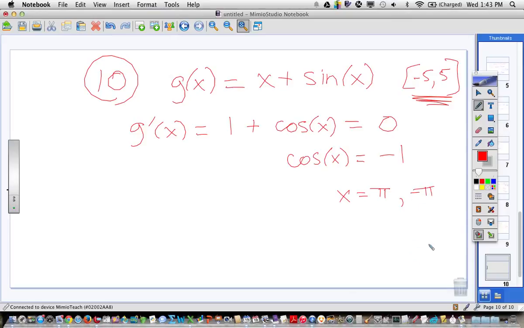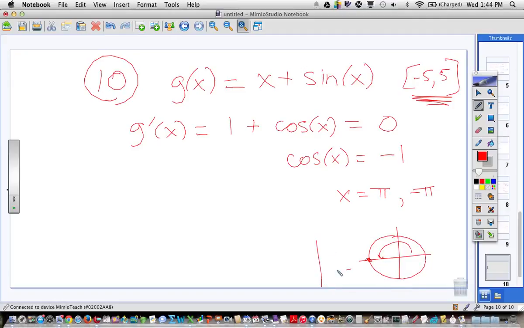Now, how are you going to get that? Well, you take a unit circle. Negative 5 to 5 would almost be like negative 2 pi to 2 pi, right? And over here, if you go this way, that's pi. But you could also go back this way, and that'd be negative pi.